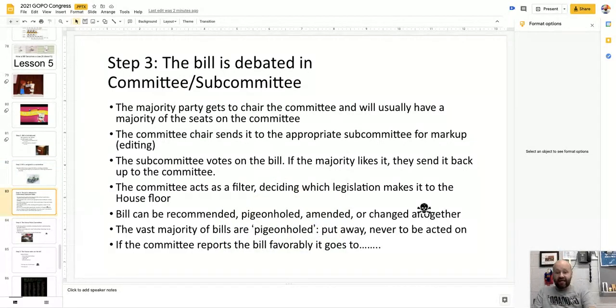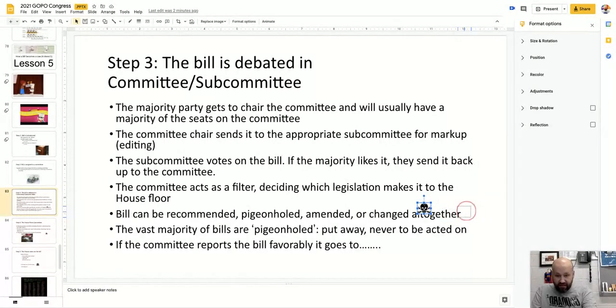Now, in committee, I got to put this in the place. So in committee, it's going to go like this. The committee chair is going to be in charge of the committee, and they're going to take that bill and send it down to a subcommittee.